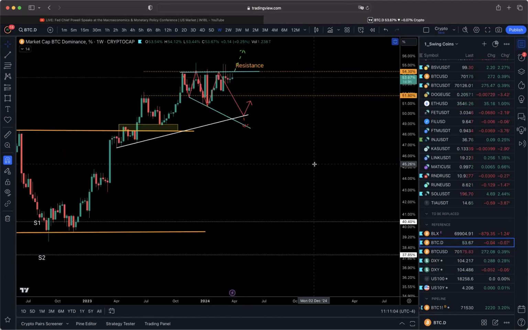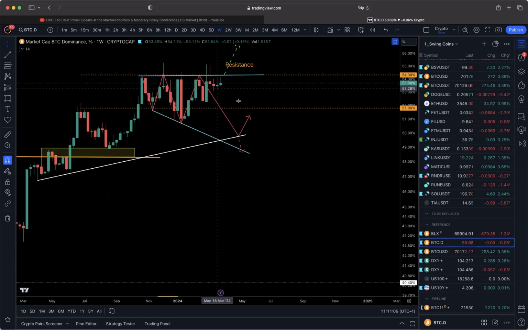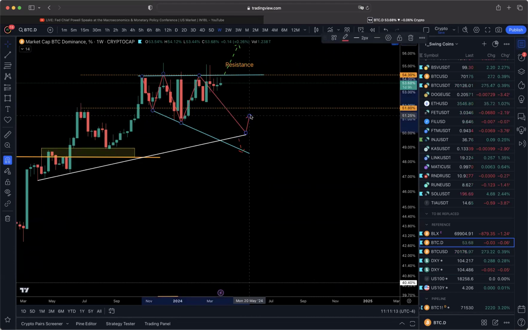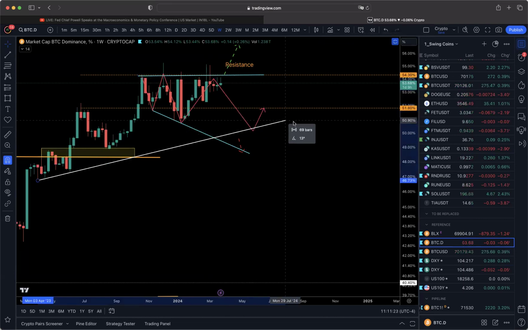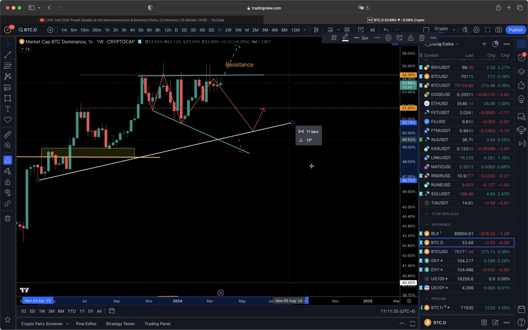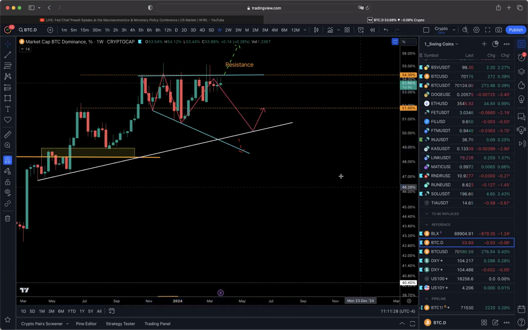Let's look at dominance. The dominance is struggling, which is good. I like it because it doesn't make sense for BTC to keep going up and dominating all the way. So I still believe it should go down. I should say there's still a probability of going down because it hasn't broken above.